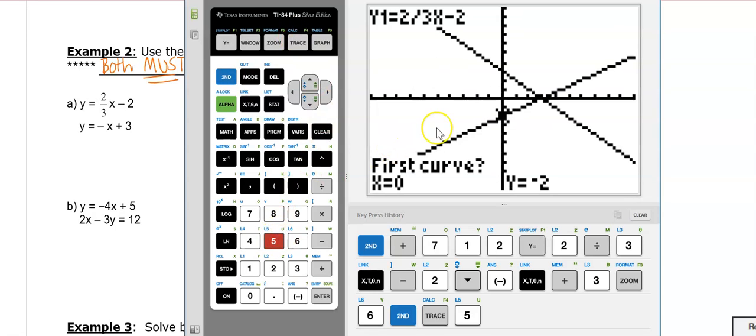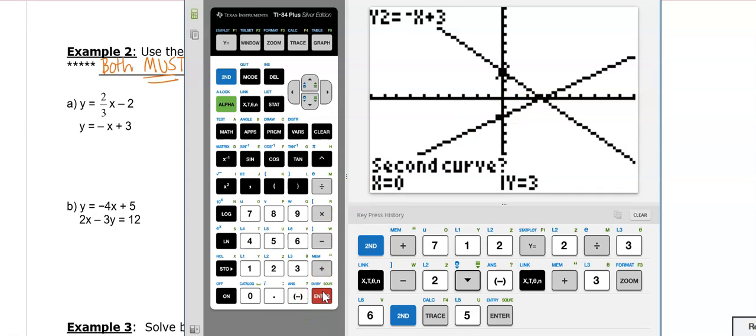5. And then it says this is the first line, first curve. You hit enter for yes. This is the second line you want to trace, enter for yes. And you want it to guess the intersection point? Well, yeah, because usually the calculator can do a little bit better job than I can. So you hit enter 3 times and you get your intersection point of 3, 0.